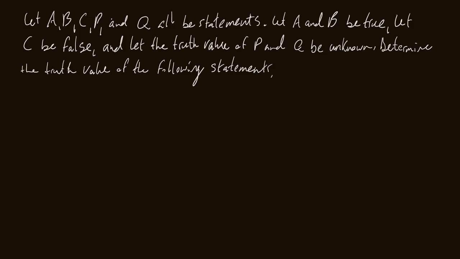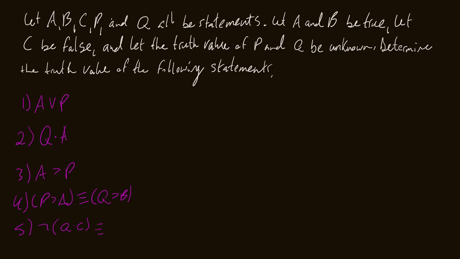All right, so we have 5 things we're going to look at. We're going to look at A or P. We are going to look at Q and A. We are going to look at if A, that's a 3. If A, then P. We're going to look at, this is a little bit more complicated, if P, then A. If and only if Q, then B. It's a lot of ifs and only ifs. And then at 5, we're going to look at not Q and C, if and only if not Q or A.